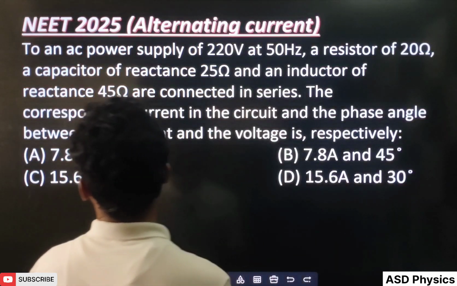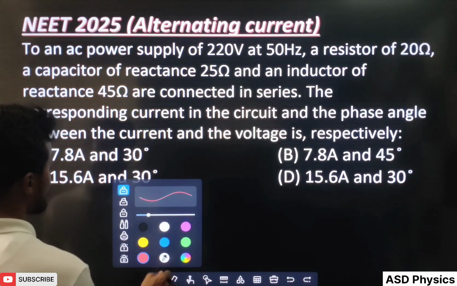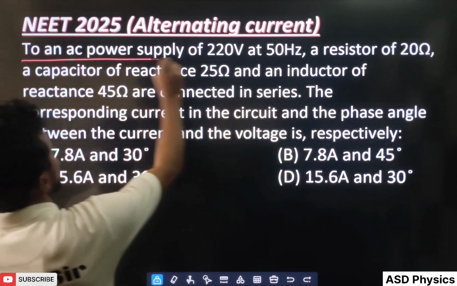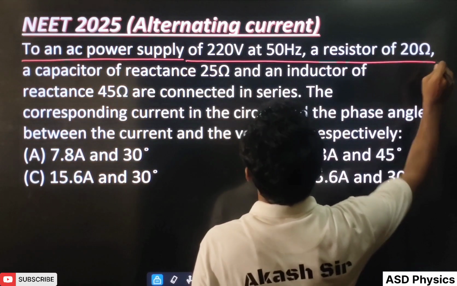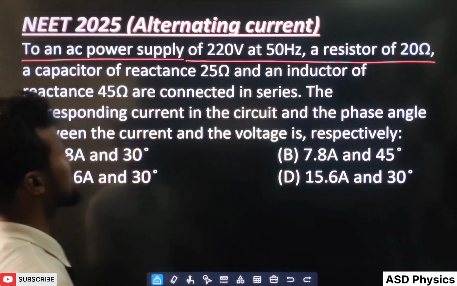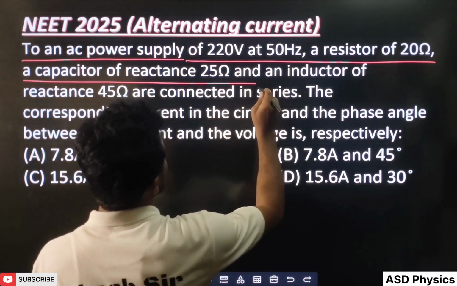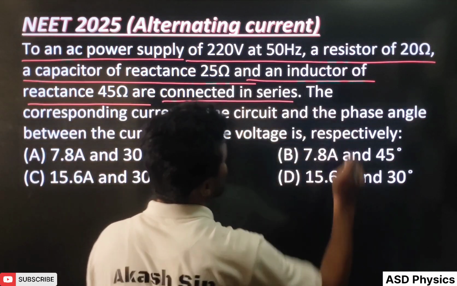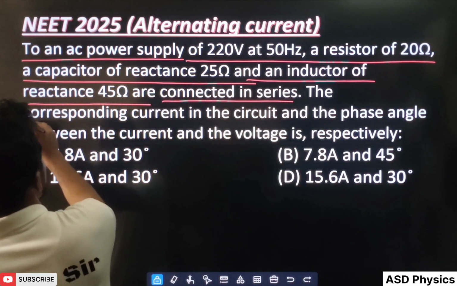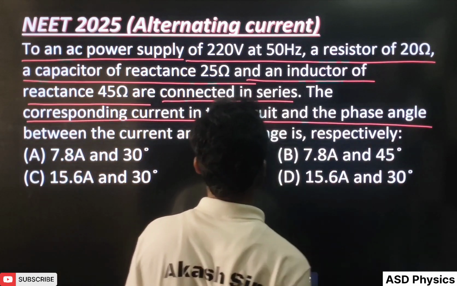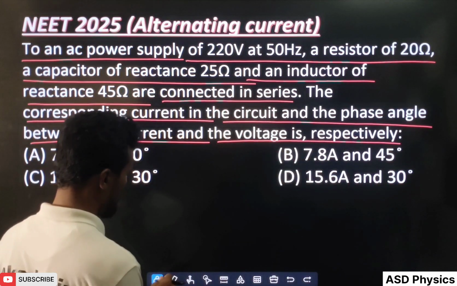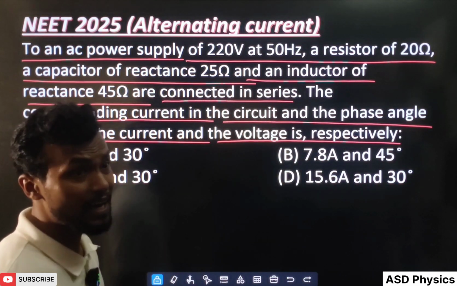Okay, great. Now students, let's see this question. It is an alternating current question. See, to an AC power supply of 220 volt 50 hertz, a resistor of 20 ohm, a capacitor of reactance 25 ohm and an inductor of reactance 45 ohm are connected in series. The corresponding current in the circuit and the phase angle between the current and the voltage respectively are how much here?